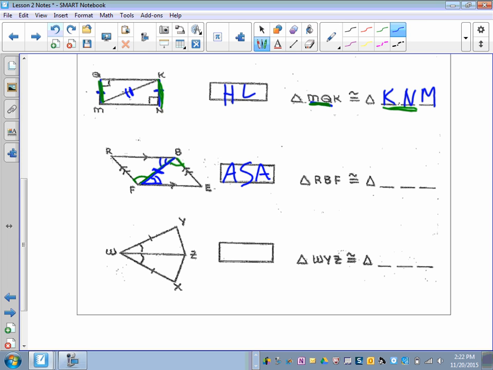Wait, why not angle, side? So again, we can't skip too much. If I try to go around this way, I'm skipping my side, my angle, and my side. Angle, side, angle is the side in between two angles. Angle, side is two angles next to each other.